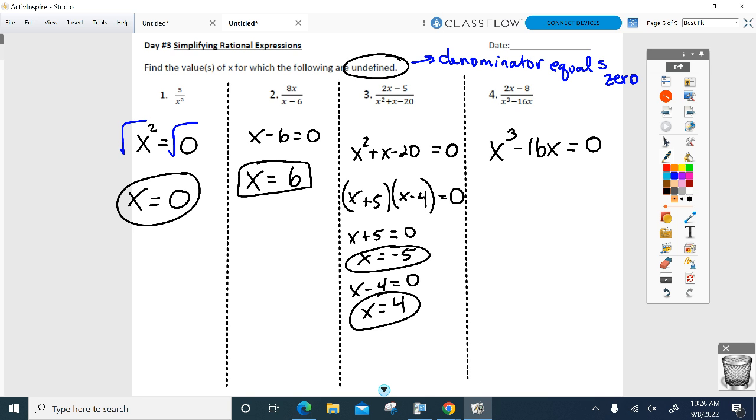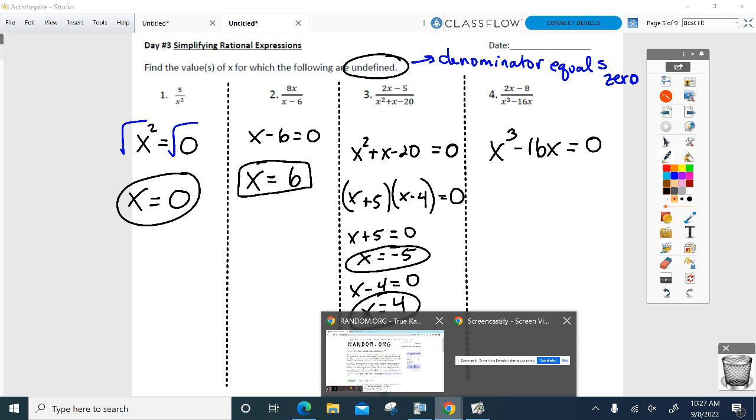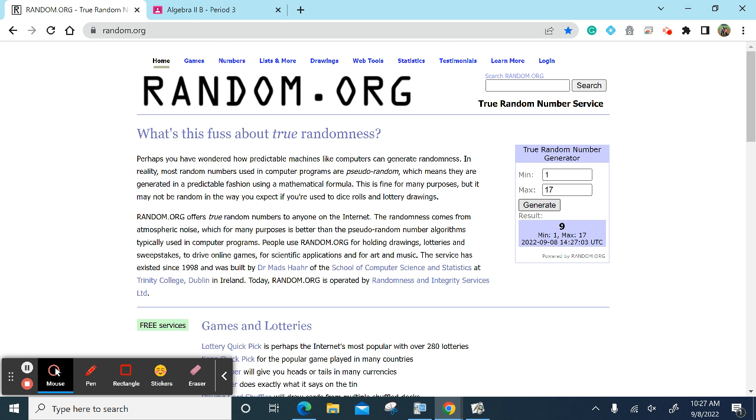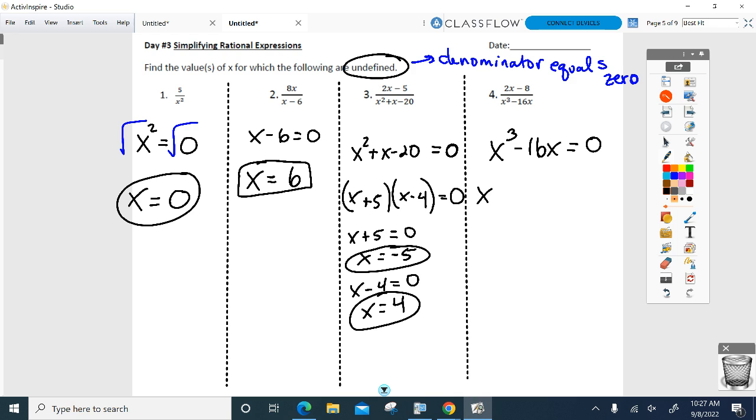What's your first move? GCF. Yeah, your first move every time is always to look for a GCF, and there is. What is that GCF here? X. Yeah, what's left? X squared minus 16. Good job. Do you see you have to factor again? Do you see from past talk that what's in the parenthesis can be factored again?